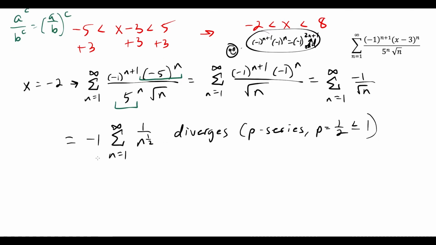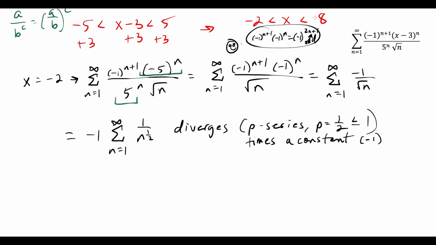One small detail, that negative 1 in front, we could also mention in our explanation that it's a p-series times the constant negative 1. So now we got to check the other endpoint. So we plug in x equals 8.